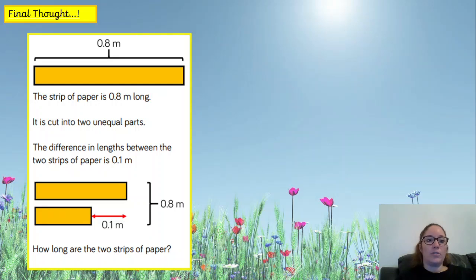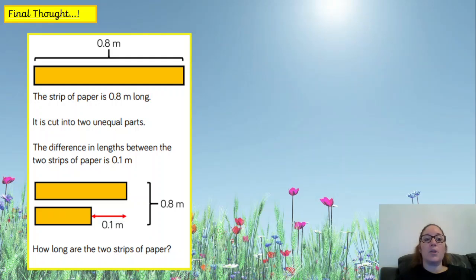Okay, so your final thought for today. The strip of paper is 0.8 metres long. It is cut into 2 unequal parts. The difference in length between the 2 strips of paper is 0.1 metres. How long are the 2 strips of paper? Now, if you're at home, or in the bubble, you can actually have a go at doing this physically with a piece of paper if it's easier for you. So pause the video now whilst you do that and come back when you're ready for the answer.